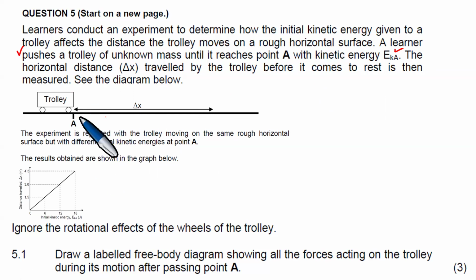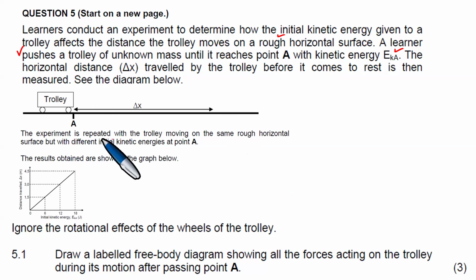But remember, this surface is rough. Because it is a rough horizontal surface, what does rough mean? It means there's friction. Okay, this is a past exam question. It was set in November last year. I'm bringing this now because your teachers are doing this in school at the moment. That is why we're discussing this.